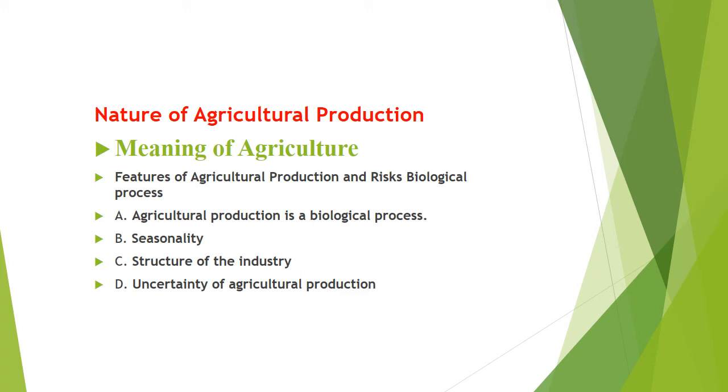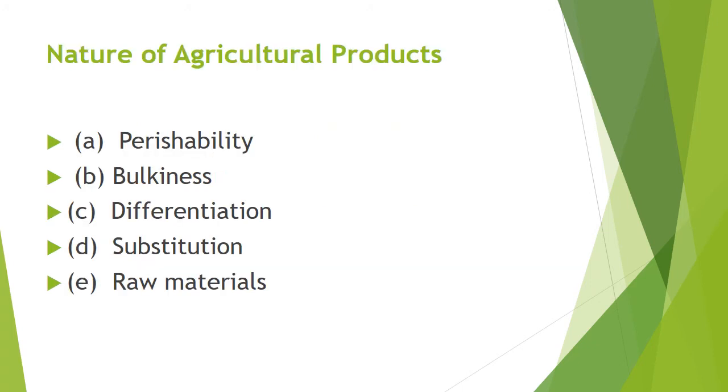Then we are also going to consider the nature of agricultural products. Looking at the nature of agricultural products means we are looking at their characteristics. One of the natures of agricultural products is perishability. The second one is bulkiness, then differentiation, substitution, and raw materials.